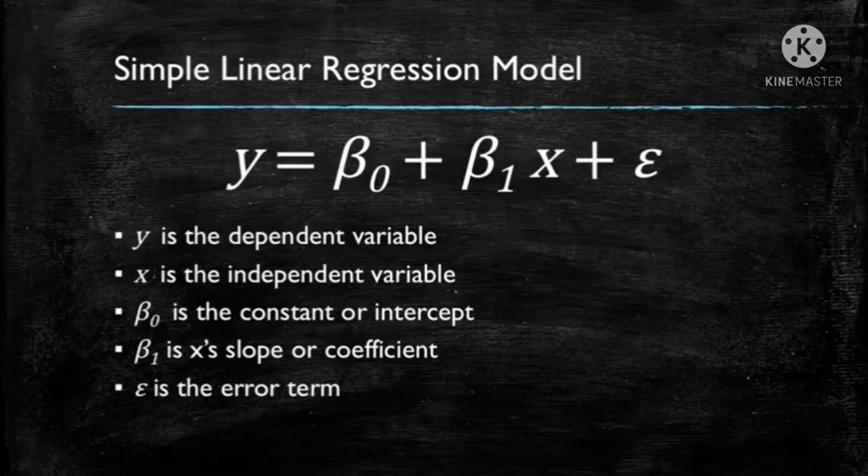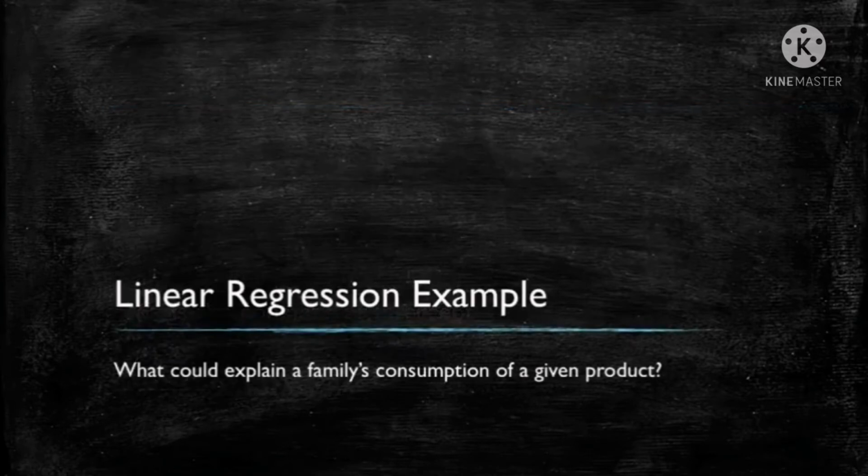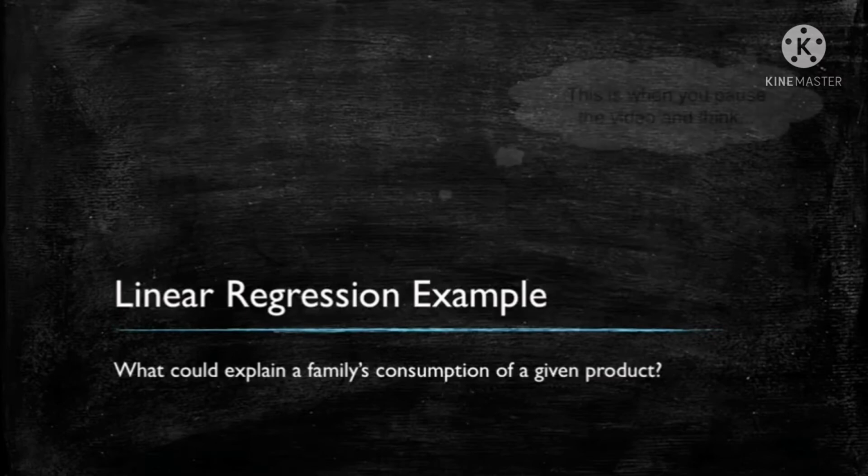Now let's look at an example with actual data. We will try to explain a family's consumption of a given product. So think for the moment of any product. It could be cereal, it could be toys, it could be books. And try to wonder what determines a family's consumption of this product. You may want to pause this video now and spend a couple of minutes thinking about what you could use to explain a family's consumption of a given product.